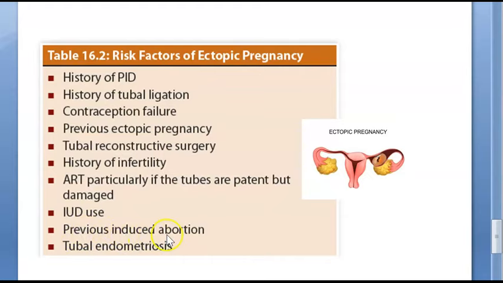Then previous induced abortion, if there has been an induced abortion, guys, tubal endometriosis, that is the endometrial tissue is being found outside the uterine cavity. In this case, in the tube, you have the endometrial tissue, that will become tubal endometriosis. So all these are the risk factors for ectopic pregnancy.